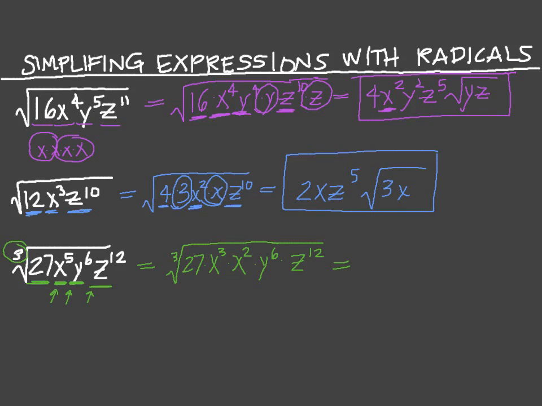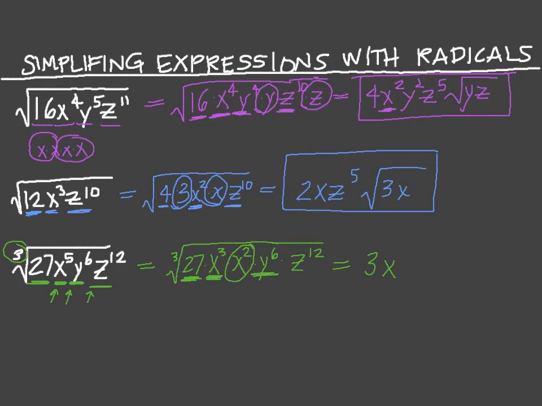All right, so we're pulling out groups of 3. Cube root of 27 is 3, so that can come out. Cube root of x cubed is x. I can fit in one group of 3 there. And then x squared is going to have to stay behind because there's no groups of 3 in there.